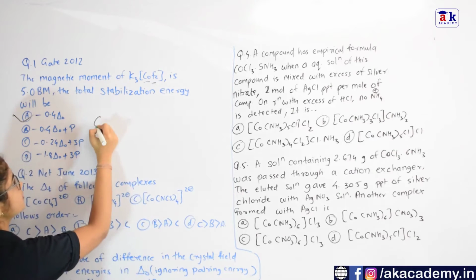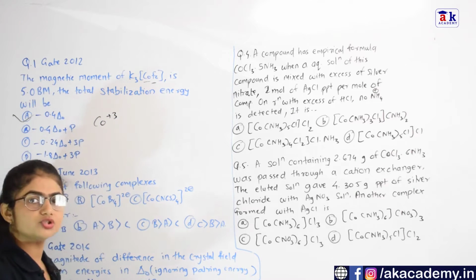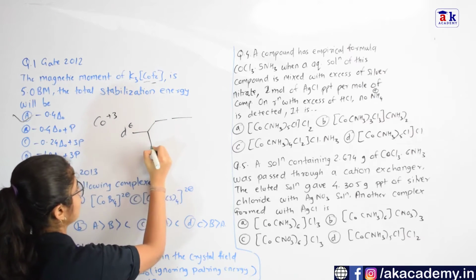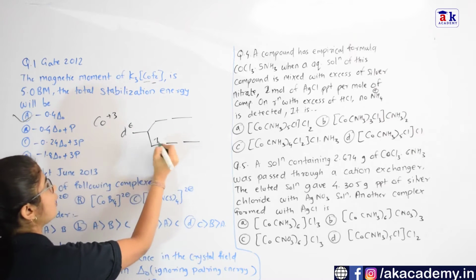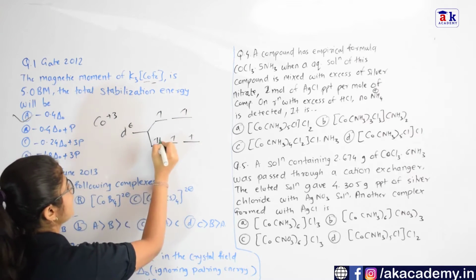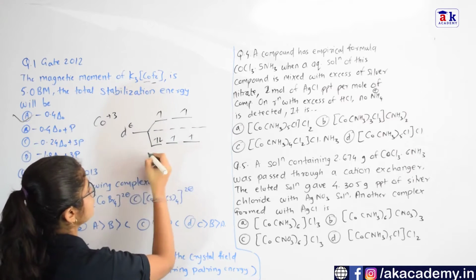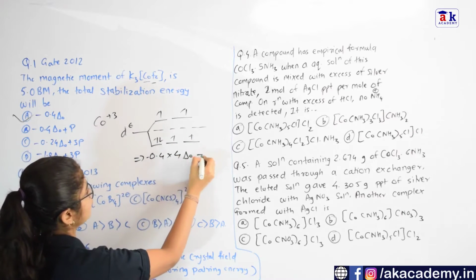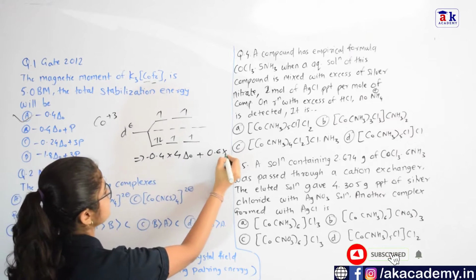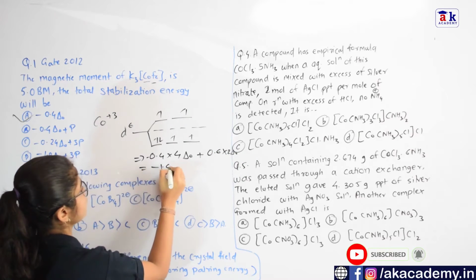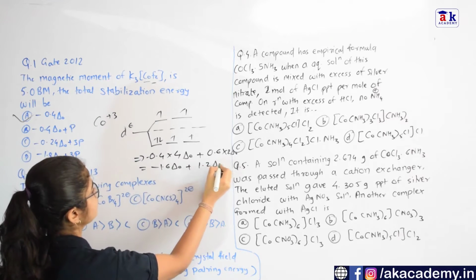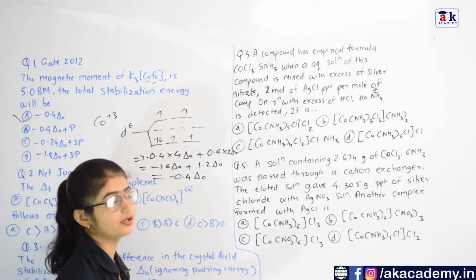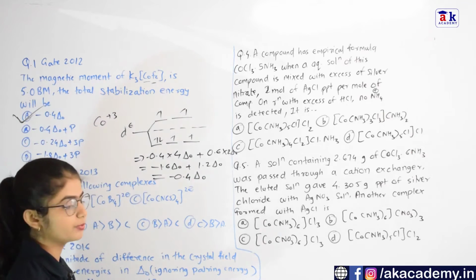Since this is cobalt +3, it is d6. For high spin, 1, 2, 3, 4, 5 and 6, so this is going to be 0.4 into 4 delta O plus 0.6 into 2 delta O, which gives 0.4 delta O without pairing energy, and hence option A is going to be correct.